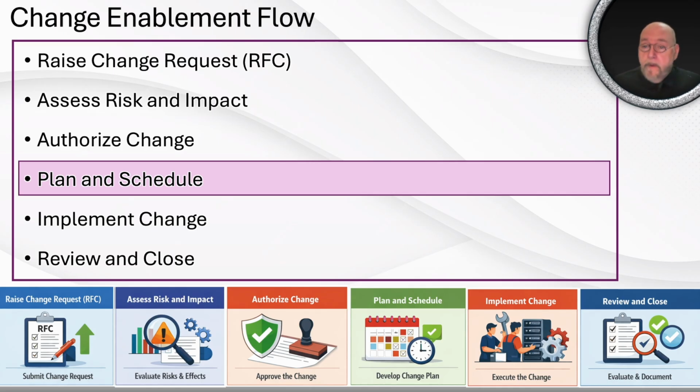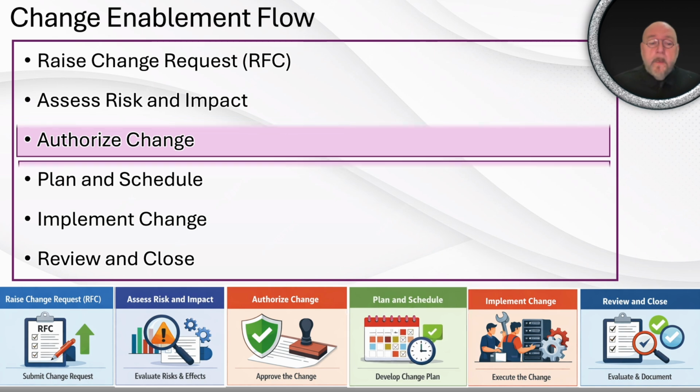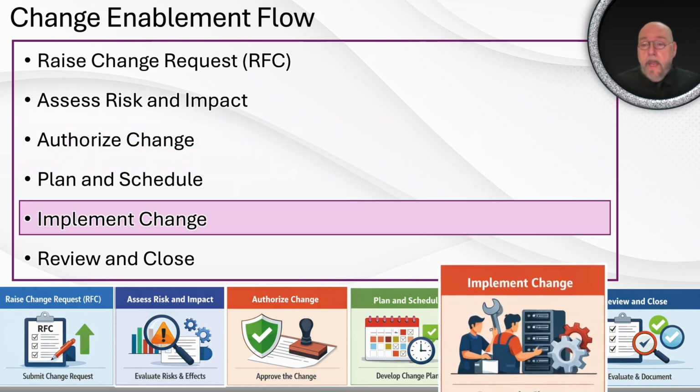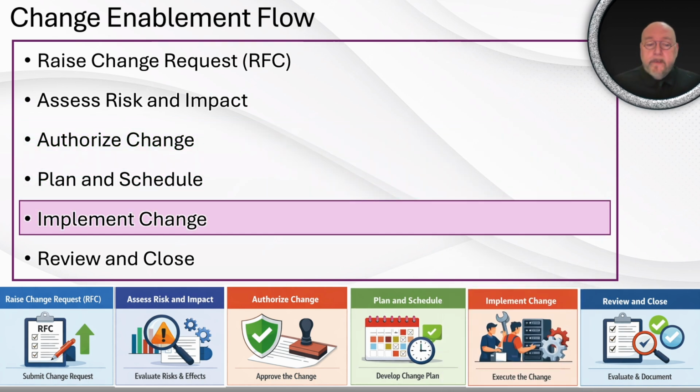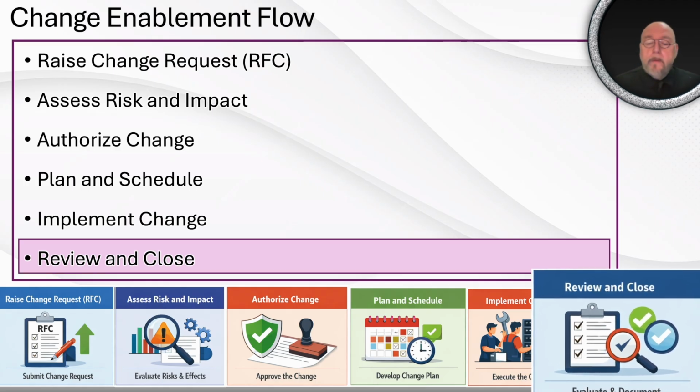And then we'll notify the users and schedule the change. We'll implement the change, and if it's good and it passes the test, we'll just document it, and if it's not, we'll roll it back and we'll document that. And then we'll close out that particular chain.